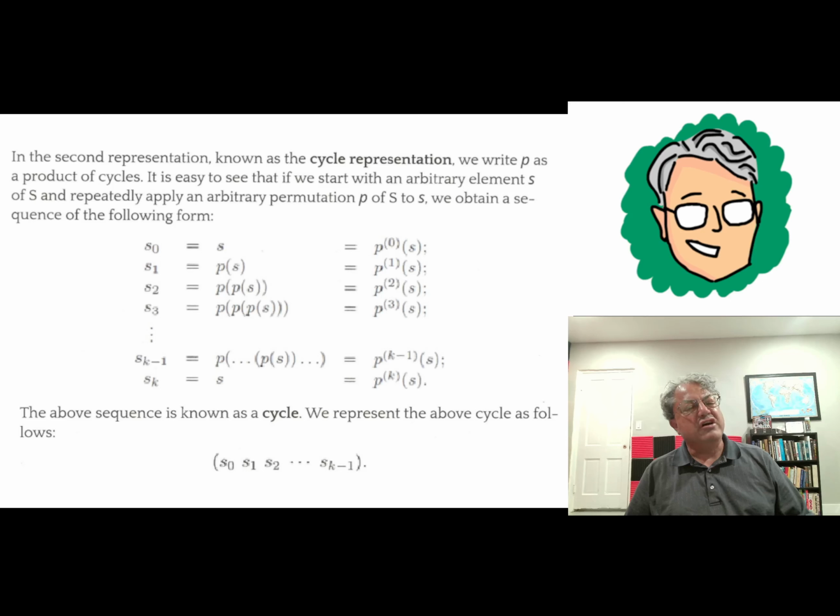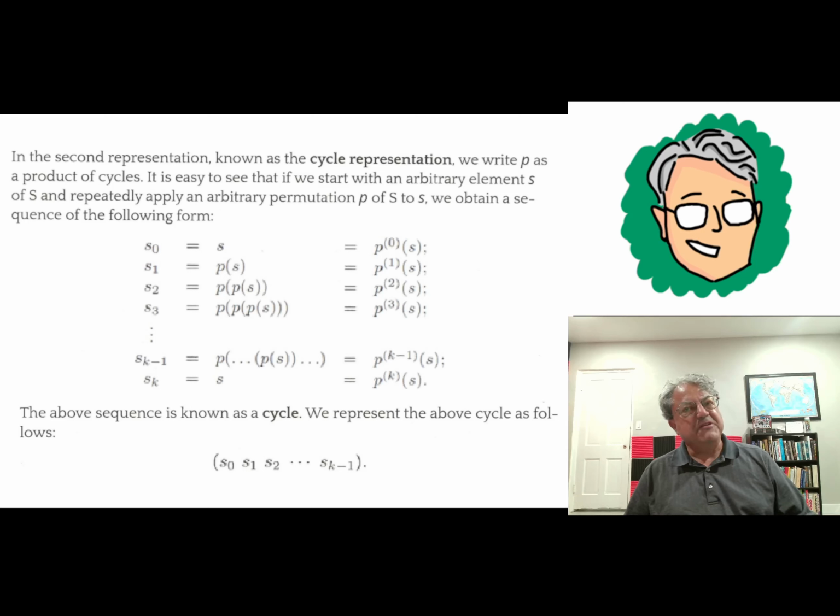S sub 1 is what it gets mapped to by this permutation P. If I'd started with 2, it would get mapped to 3, but it's probably a little more natural to start with 1. So we start with 1, that gets mapped to 2, but then 2 gets mapped to 3, so S sub 2 would be 3. S sub 3 would be P of 3, which is 4. S sub 4 would now be 1 again. And once you get back to what you started with, you close the cycle. So you would write this as 1, 2, 3, 4, but in general, you write it as S sub 0, S sub 1, S sub 2, up to S sub K minus 1, where K is the length of the cycle.